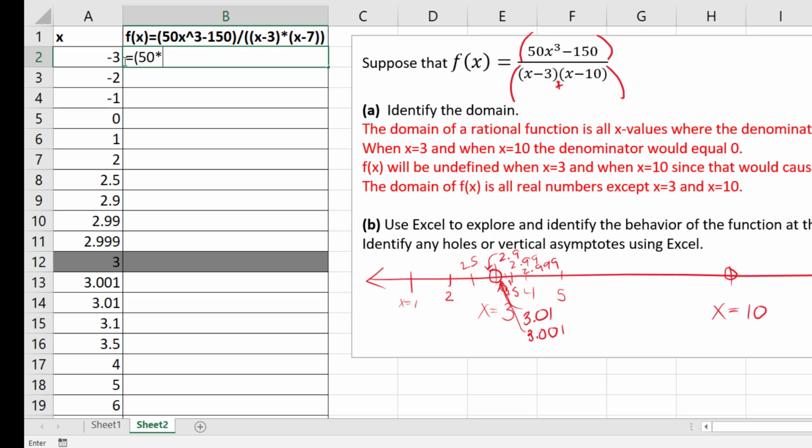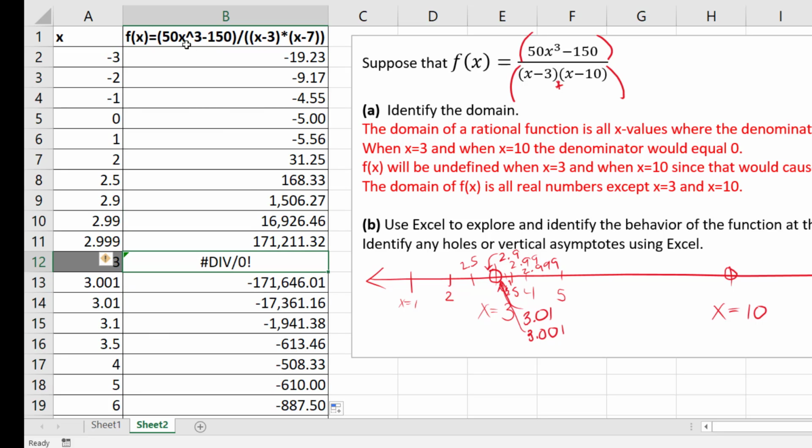50 times the x value cubed minus 150 in the numerator, parenthesis, divided by parenthesis around the denominator. Now I'm going to have my factor, parenthesis, x value minus 3, that's the first factor, times parenthesis x minus 10, parenthesis, and then I close the parenthesis around the denominator.